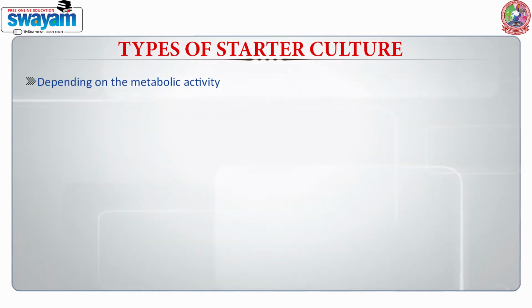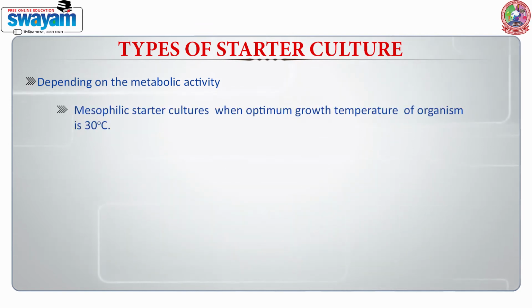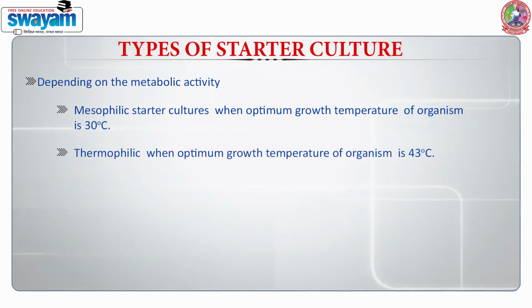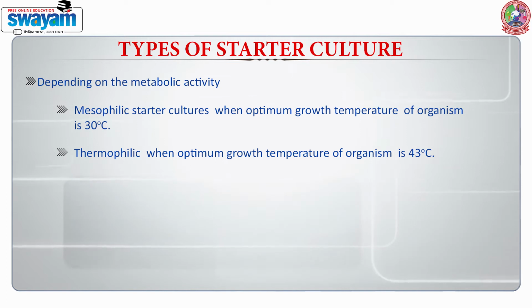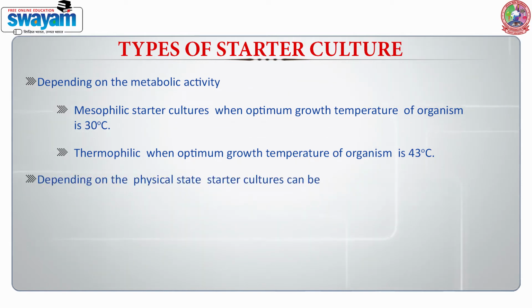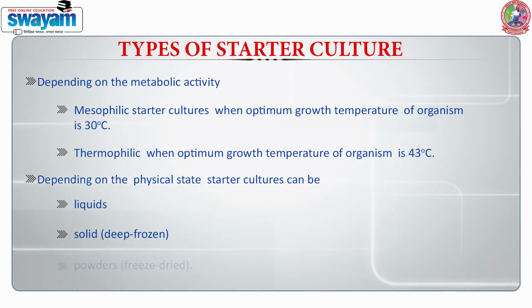Depending on the metabolic activities, the starter cultures include mesophilic starter cultures, when the optimum growth temperature of the organism is 30 degrees C, and the thermophilic starter cultures, where the optimum growth temperature of the organism is 45 or more. Depending on the physical state, the starter cultures can be liquid, solid or powder.